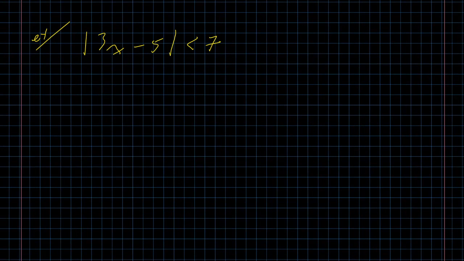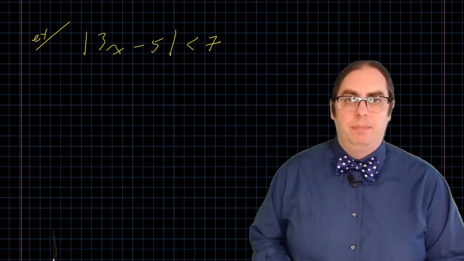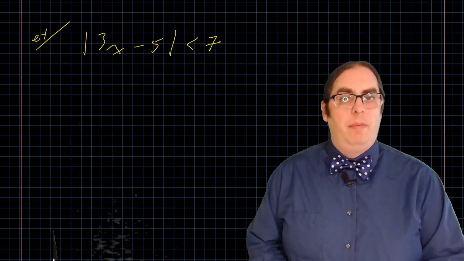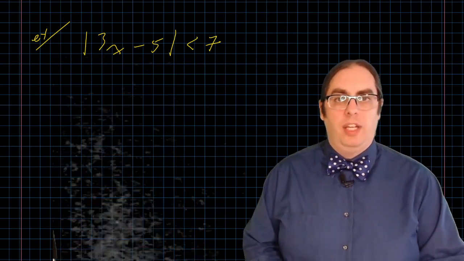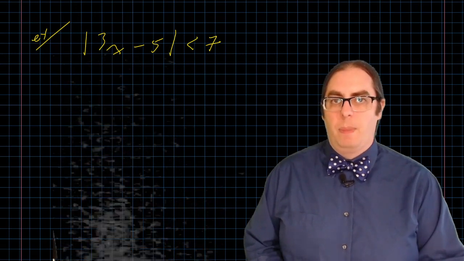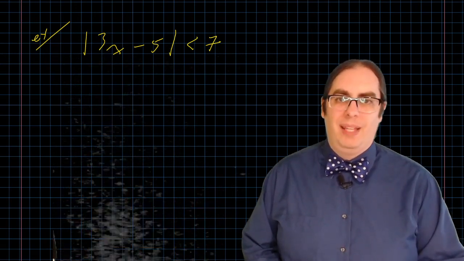I would like you to look at the inequality. The absolute value of 3x minus 5 is less than 7. Take a couple of minutes to work through solving this inequality and writing the solution set in interval notation. See what you can do with that one, and I'll see you in the next video.